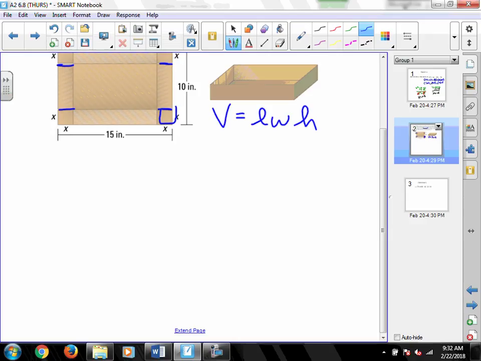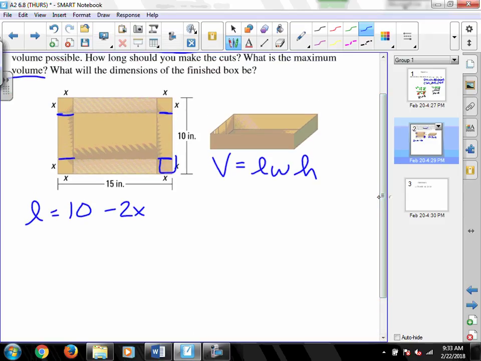So I have, we're going to call that my length is going to be our 10 inches minus the 2 x's that I take away. Why do I take away 2 x's? Because there's 2 sides. Good, because you're going to take an x from the top of that, and you're going to take an x from the bottom. So you end up taking away 2 x's. What is my width going to be? 10 minus 2x.